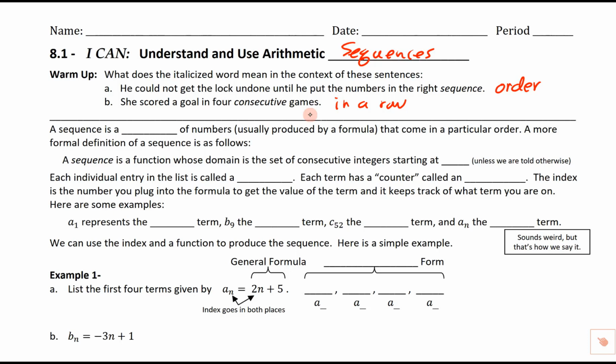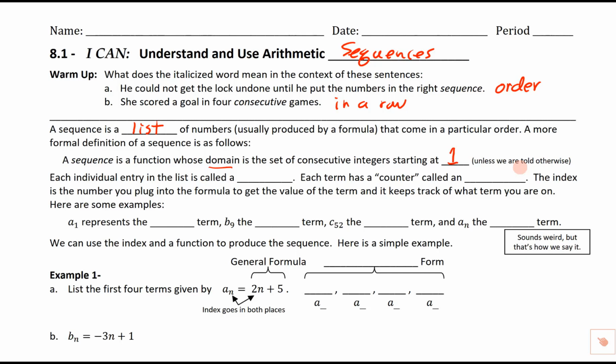So in a row. So when we talk about consecutive, we're talking about things that come one after the other right in a row. Now, a sequence is a list of numbers. If we put it really simply, it's just a list of numbers. Any old list of numbers would do, but we're usually talking about ones that are produced by a formula and they come in a particular order. And this is kind of a more formal definition of what a sequence is. So a sequence is a function whose domain, so the things we plug in, is the set of consecutive integers. So integers that are right in a row, starting at the number 1.